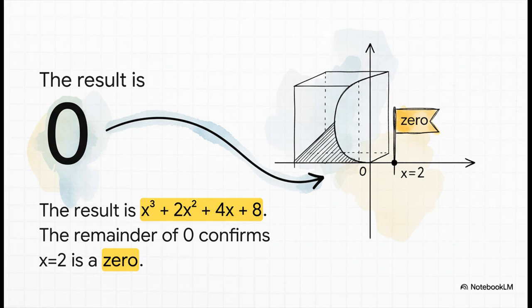And look at that, we get another 0 remainder. That confirms for us that x minus 2 is a factor, and it also tells us that x equals 2 is a root of that original polynomial. So our final answer is x cubed plus 2x squared plus 4x plus 8.